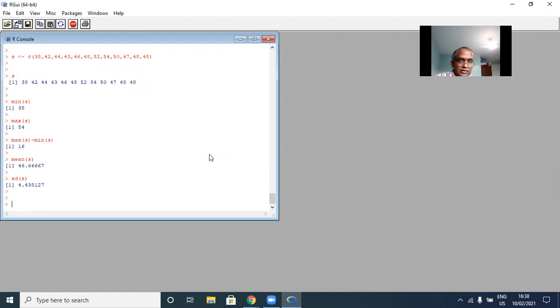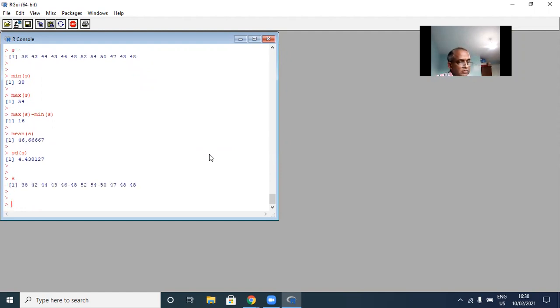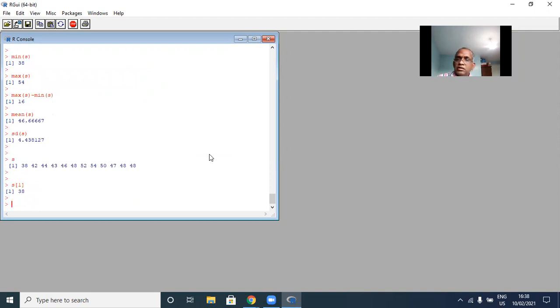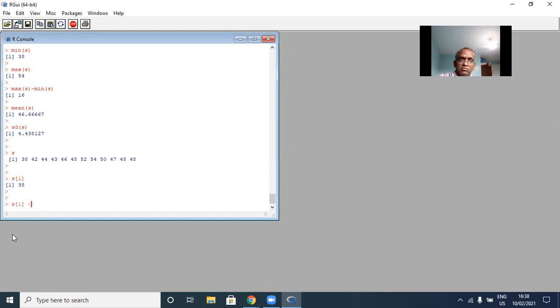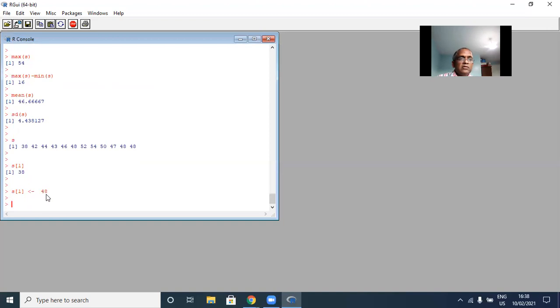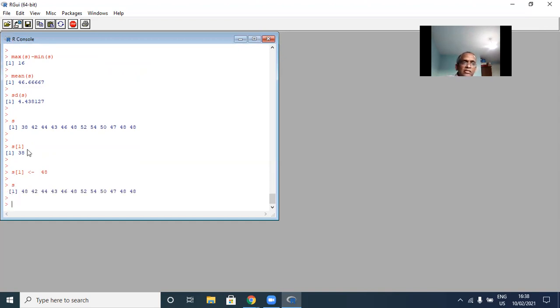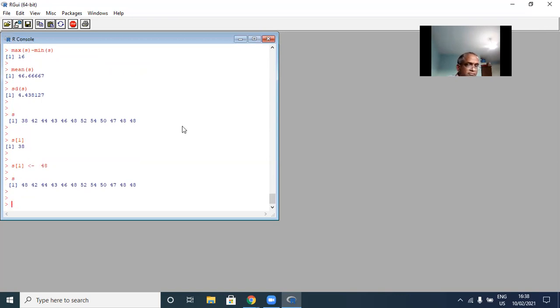Now part 3 is telling you that the first value, which is currently 38, should have been 48. Right, so this is the first value, and it says it should have been 48 and not 38. Now to change that, what you need to do is simply this. So you see what I'm doing here? I'm assigning 48 to the first data point. Now if you type S again, you will see that the 38 has changed to 48, right?